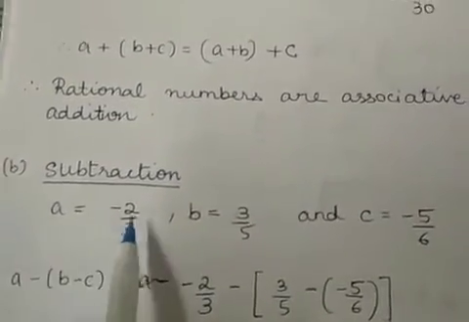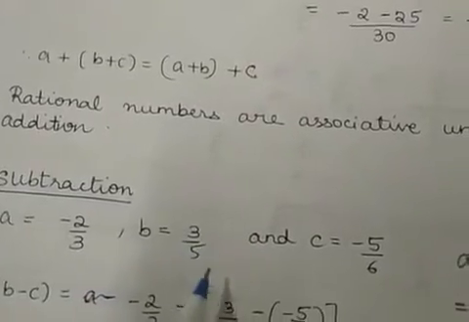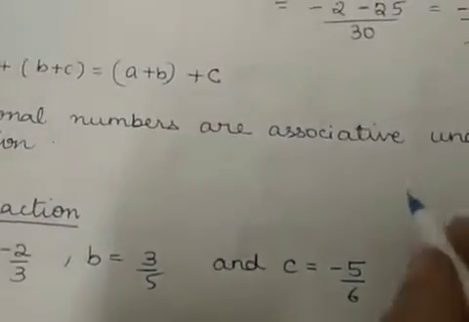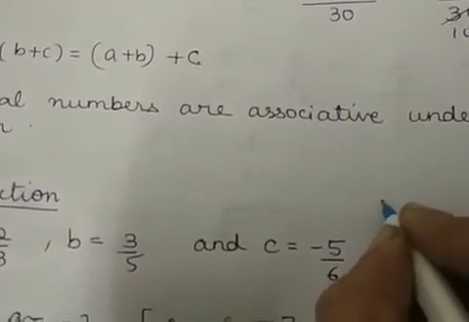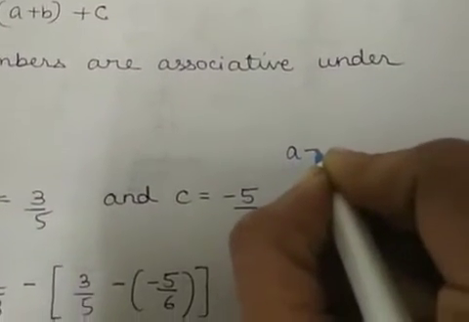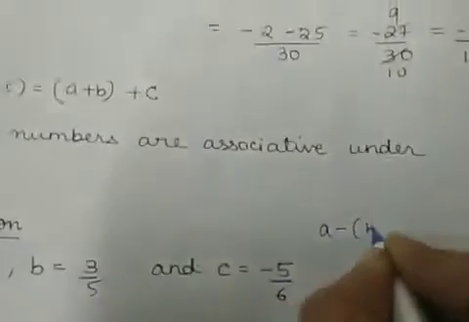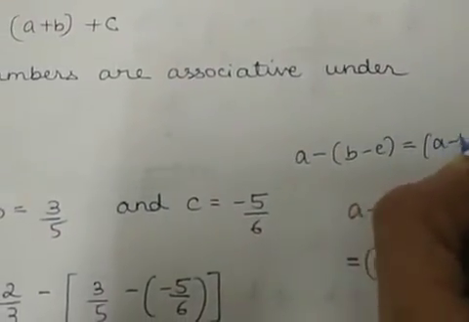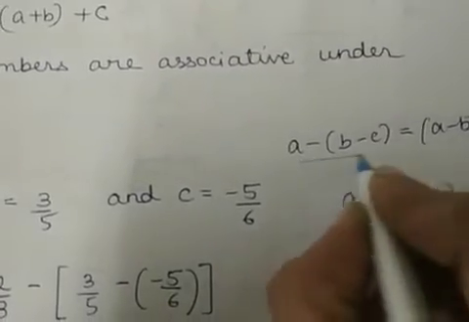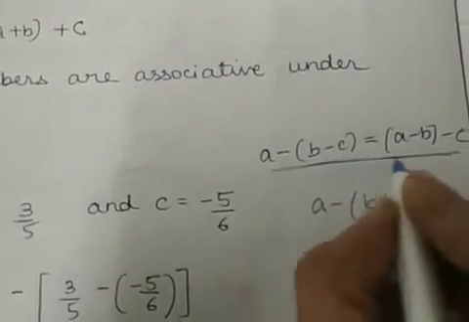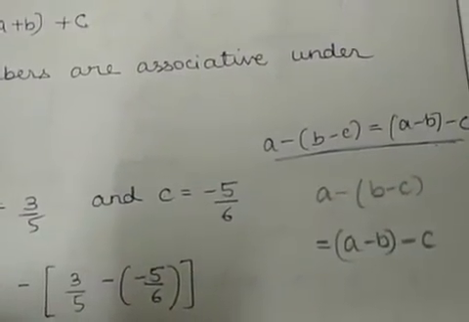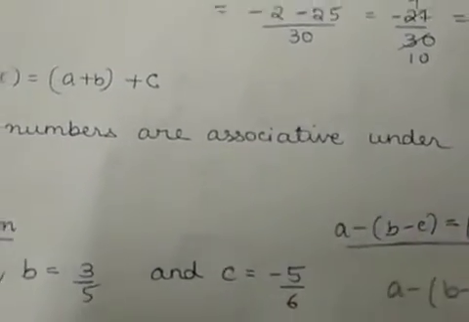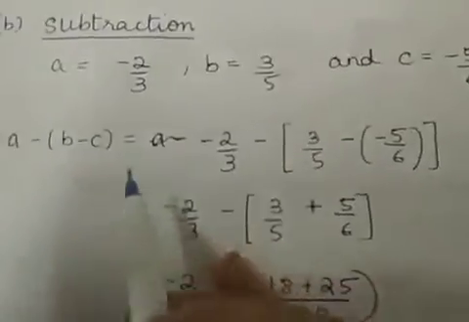Let us take a as minus 2 upon 3, b as 3 upon 5 and c as minus 5 upon 6. If your associative property holds true, then a - (b - c) should be equal to (a - b) - c. So if this holds true, then rational numbers are associative under subtraction. So let us take the numbers.